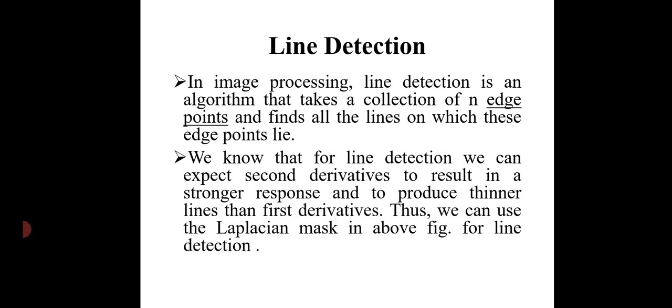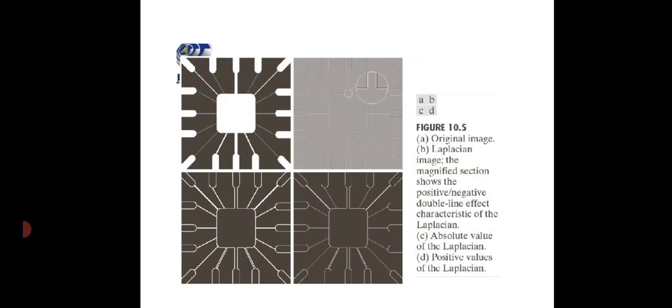We know that for line detection, we can expect second derivatives to result in a stronger response and to produce thinner lines than the first derivative. Thus, we can use the Laplacian masks in the above figure for line detection. Figure A shows a 486 by 486 binary portion of a wire bond mask for an electronic circuit. Figure B shows its Laplacian image.